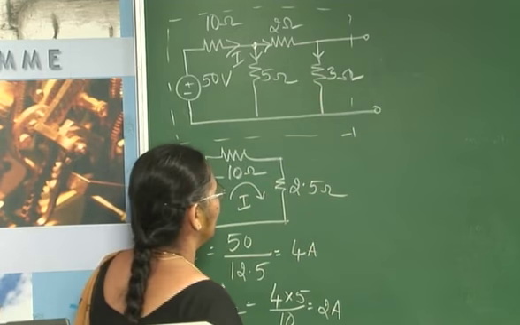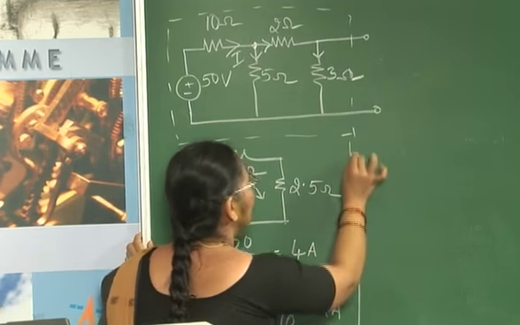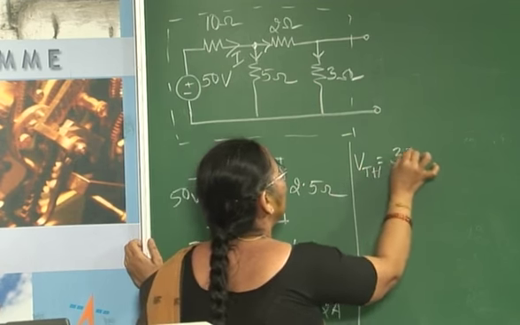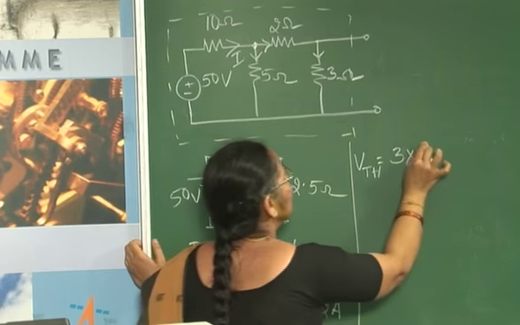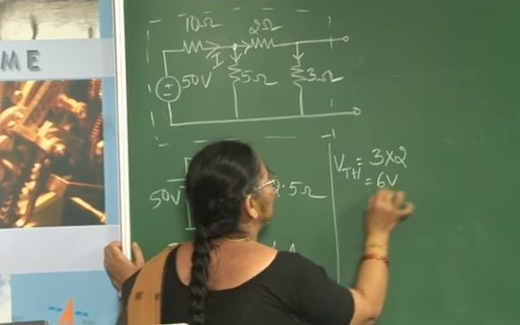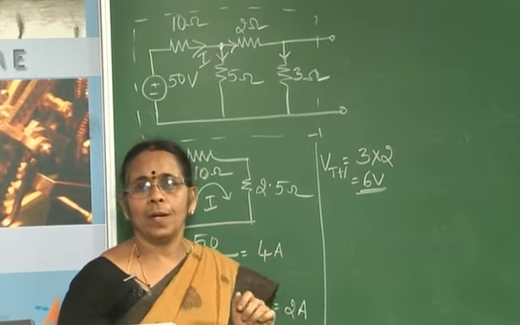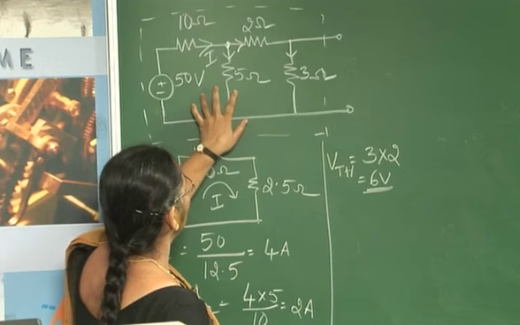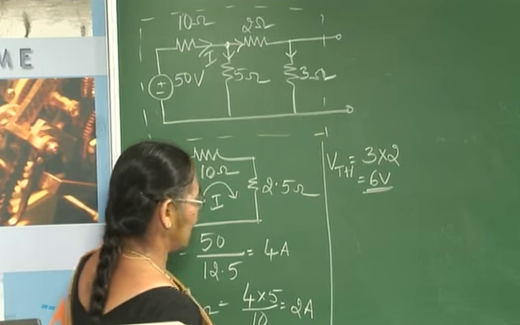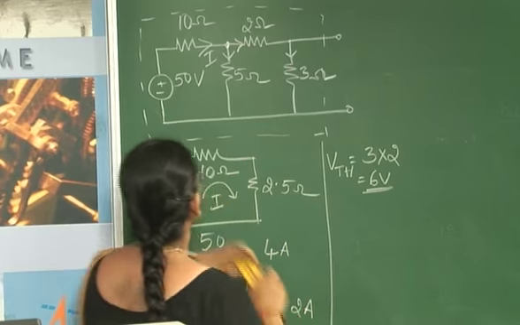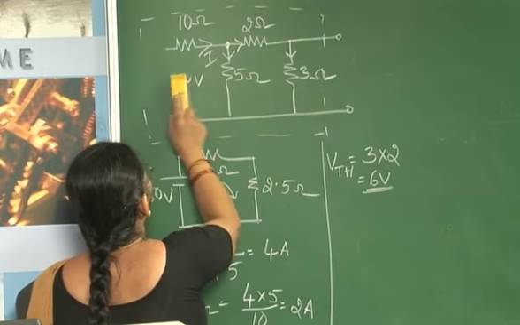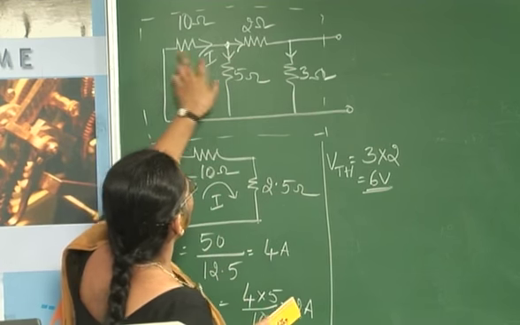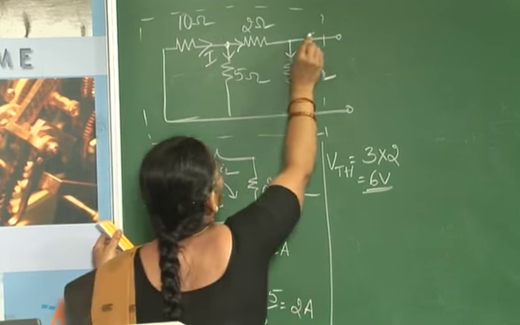So after finding the current, find out Thevenin's equivalent voltage V Thevenin, which is equal to 3 multiplied with 2 amperes, which is 6 volts. So we have got the Thevenin's equivalent voltage, which is equal to 6 volts. The next step is to find out the Thevenin's equivalent resistance. In order to find it, short that 50 volt source and look into the circuit from the terminals here.